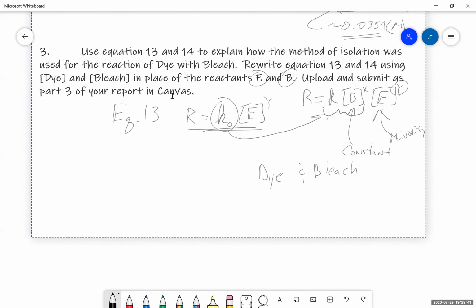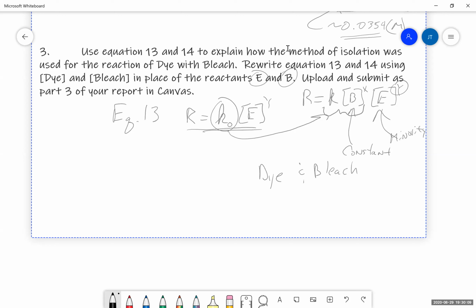So you're going to need to read the method of isolation and explain that, and then put in dye for B or E, and put in bleach for the other one. So I think you should be able to figure out which one is constant and which one is varying during this experiment.